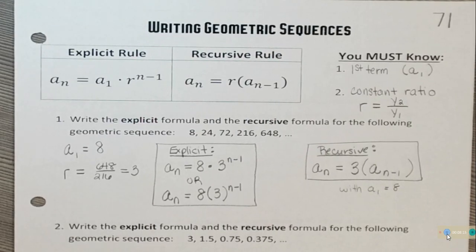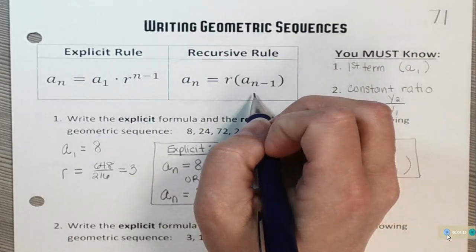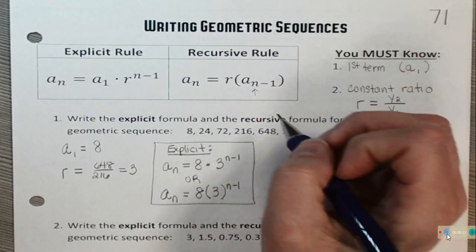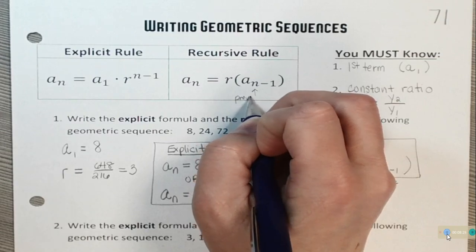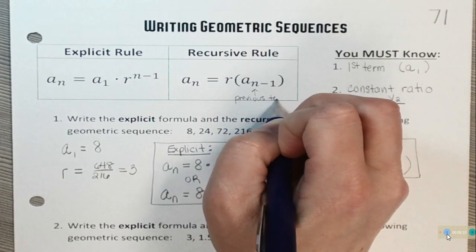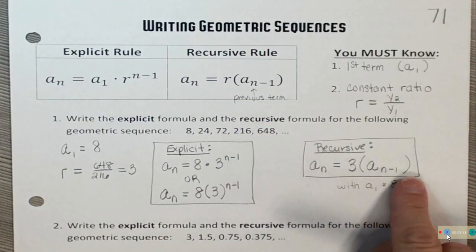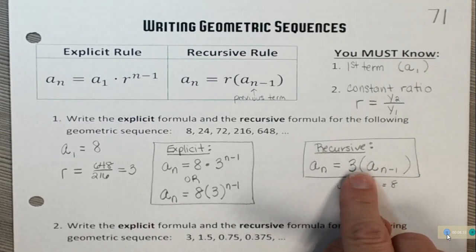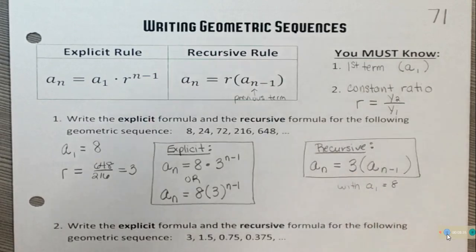Now, there's one thing we've mentioned before, but I want to mention it again. I want to remind you. What does that A sub N minus 1 represent? That's your previous term. So if I give you this recursive rule, this means take your previous term and multiply that by 3 to get to the next one, okay?